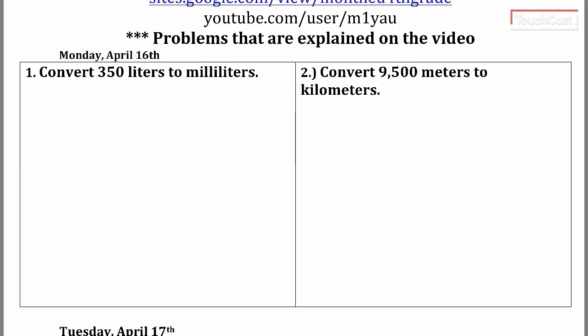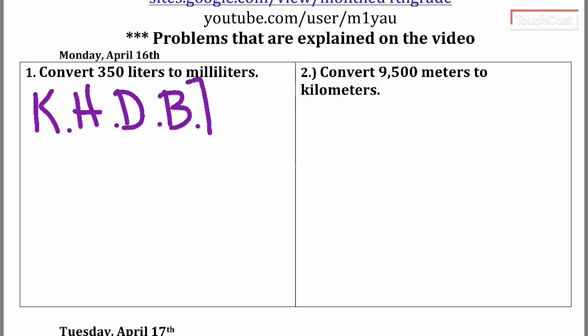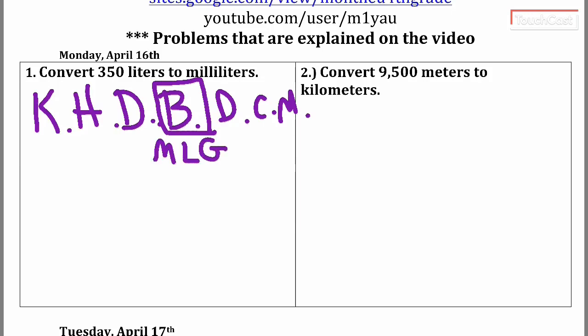Of course, we need to draw King Henry. King Henry died by drinking chocolate milk. Notice I put all the decimal points behind the letters, and then when we go to our base, meter, liter, gram. Decimal points go behind, just like a period goes to the end of a sentence.